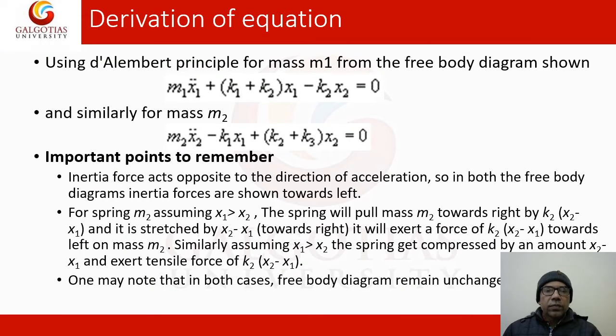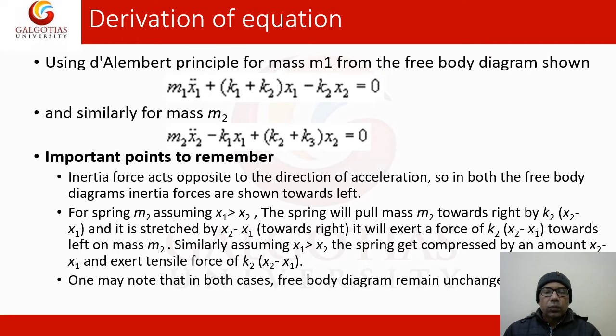So now the derivation of equations using D'Alembert's principle for mass m1, from the free body diagram, is given in this expression, and similarly for mass m2 in this system. An important point to remember is that inertia forces act opposite to the direction of acceleration. So in both free body diagrams, inertia forces are shown towards the left, and the spring m1 assumes x1 is greater than x2.